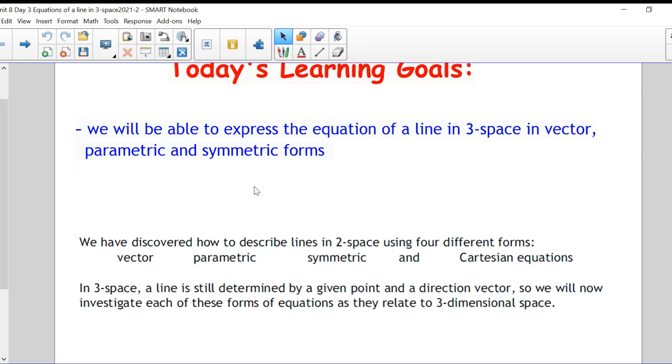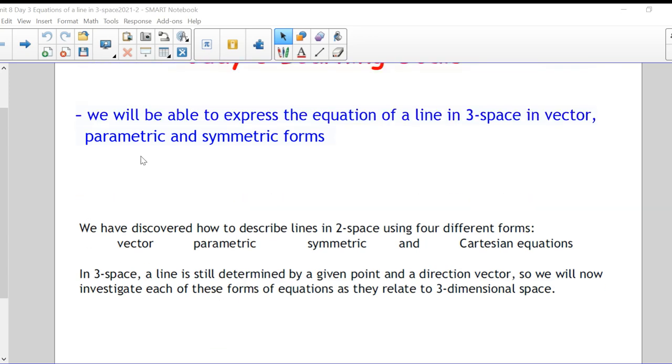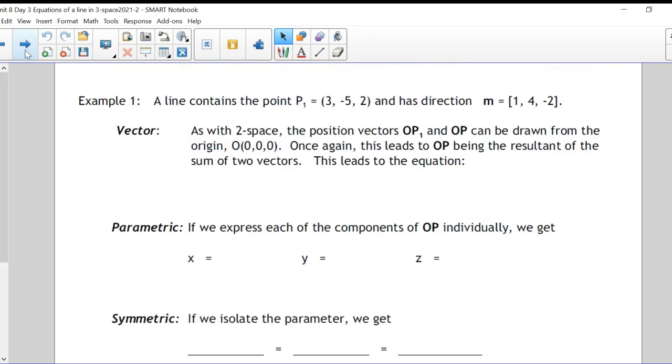So now we're in the 3 space environment and we're looking at equations of lines. We now have a better understanding of how we can put that together. Let's see if we can answer that question in a few minutes. So there's your learning goal. We learned that we can express lines in 2 space using vector, parametric, symmetric, and Cartesian equations. Is it the same thing in 3 space? Well, in 3 space, lines are determined by a given point and a direction vector. We'll now investigate each of these forms and how they relate to 3-dimensional space. And it is what you think it is.